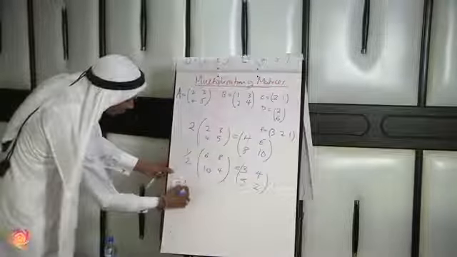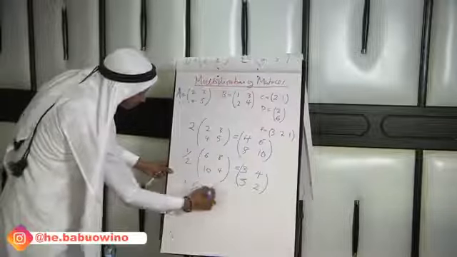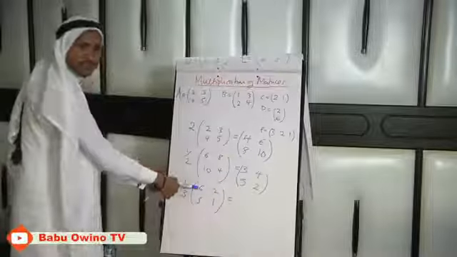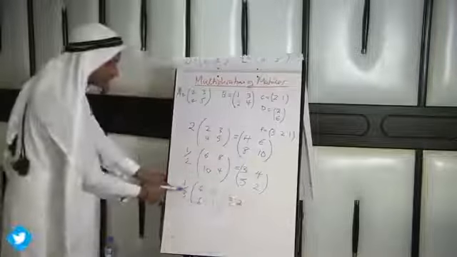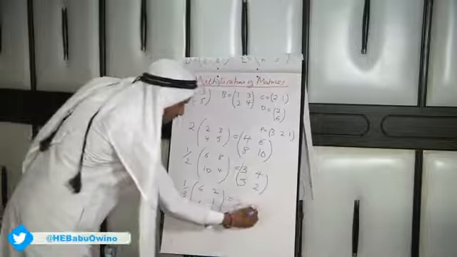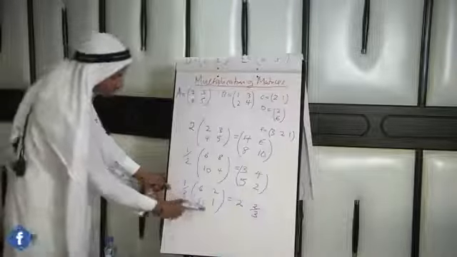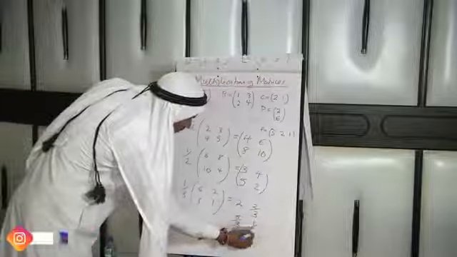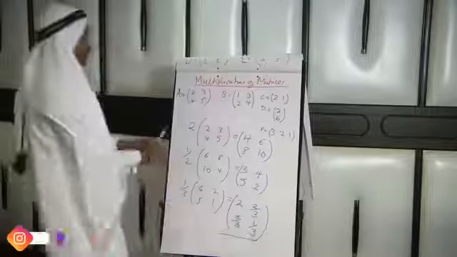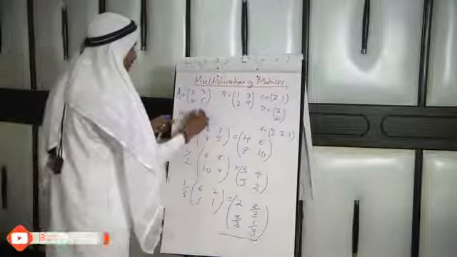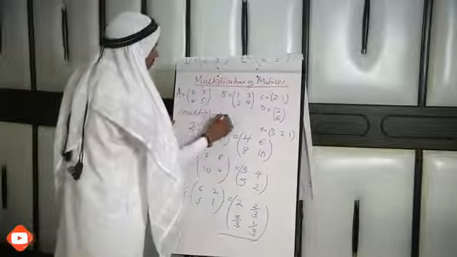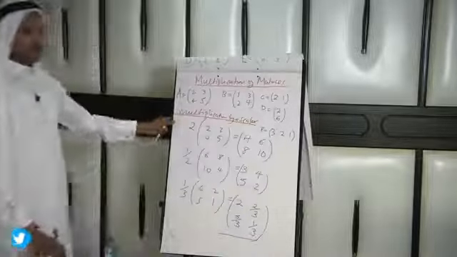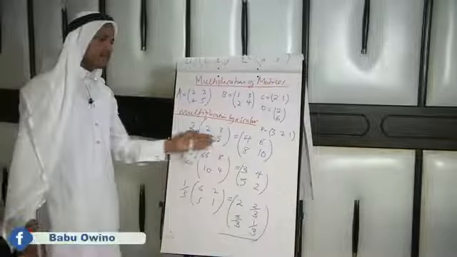Suppose we have a scalar of a third, times 6, 2, 5, 1. What do we get? A third times 6 is 2. A third times 2 is 2 over 3. Then a third times 5 is 5 over 3. And lastly, a third times 1 is 1 over 3. So this is multiplication by a scalar. You simply take the scalar and multiply by every element.